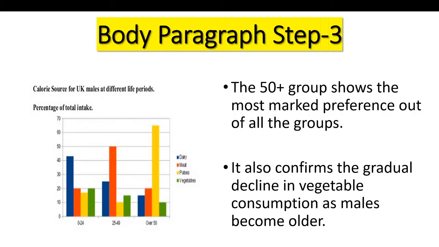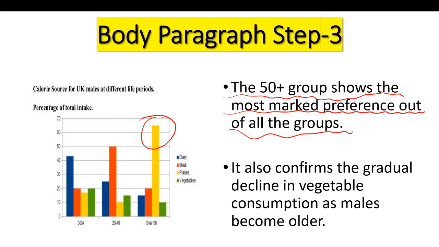So further body paragraph step 2. In step 2 or like 3, sorry, what you are going to write more: the 50 plus age group shows the most marked preference out of all of the groups. So this is the 50th one. The 50 plus group shows the most marked preferences out of all groups, means you can talk about the highest point. So the highest is pulses. It also confirms the gradual decline in vegetable.